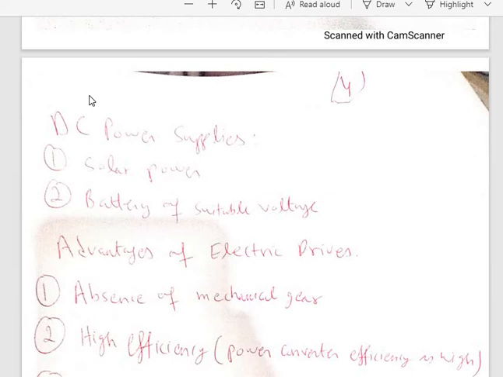Now what happens if you can control a motor without having gears in it? Look at what advantage it is giving you in terms of cost, in terms of maintenance, and hence it is reducing the price to operate that machine. Let me give you an example.